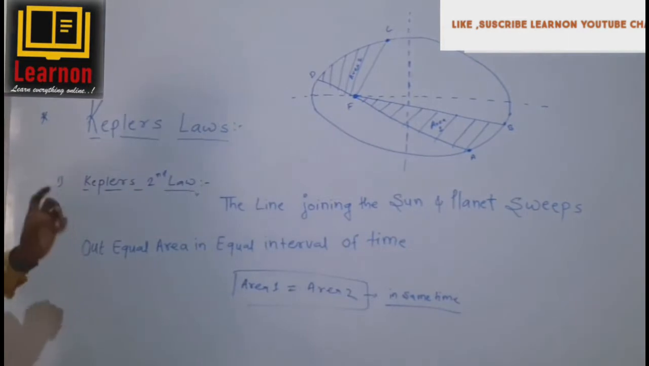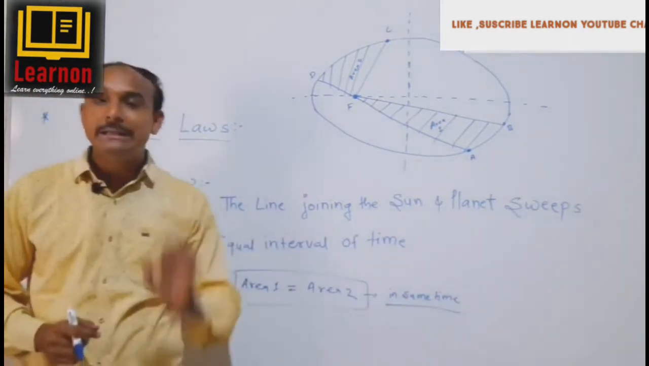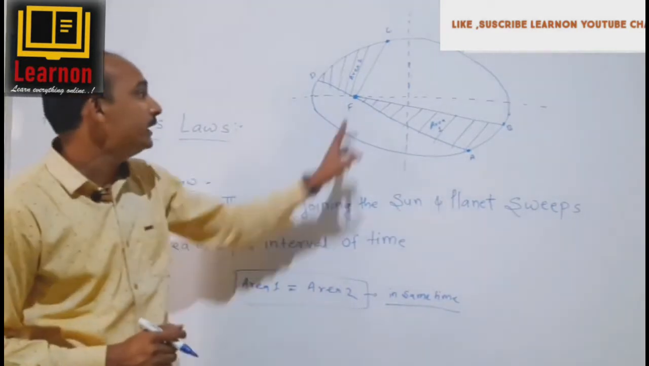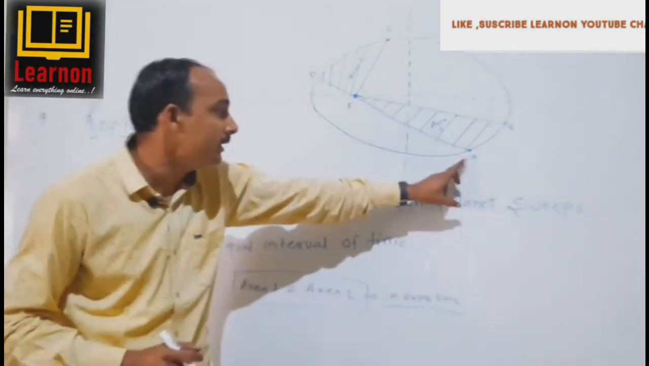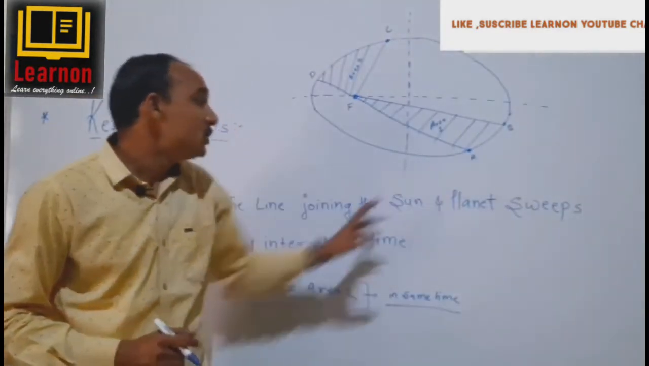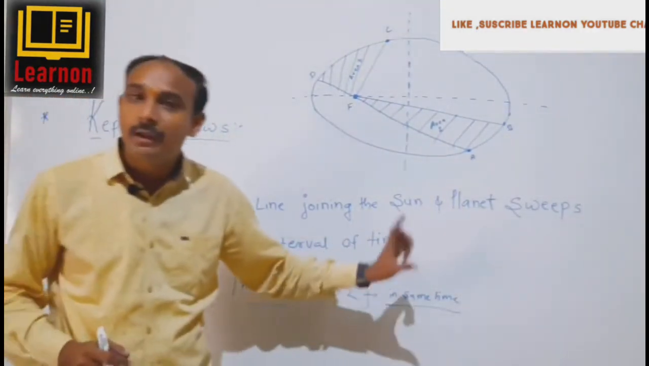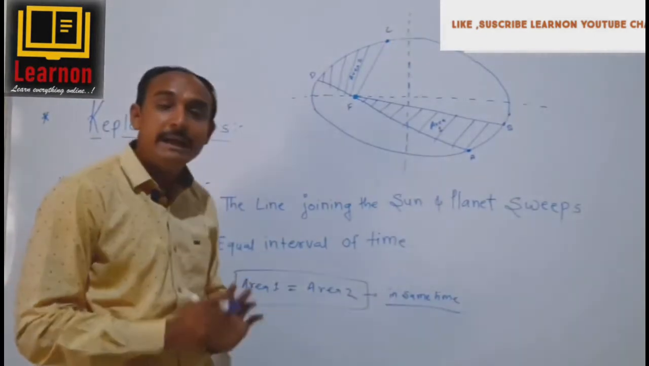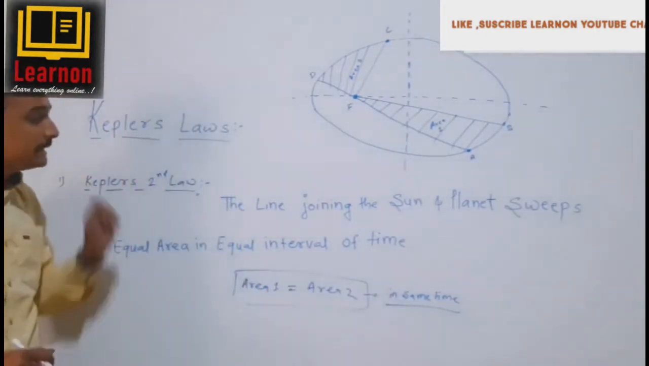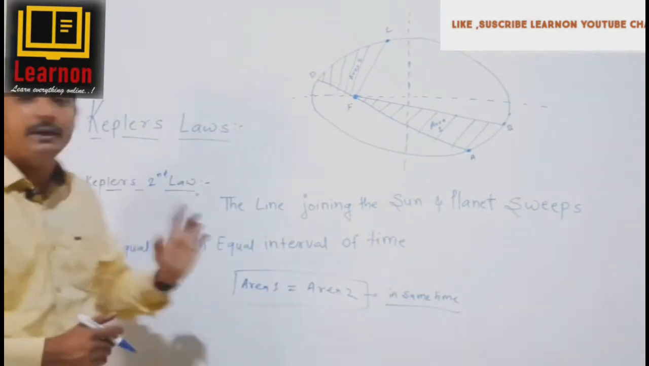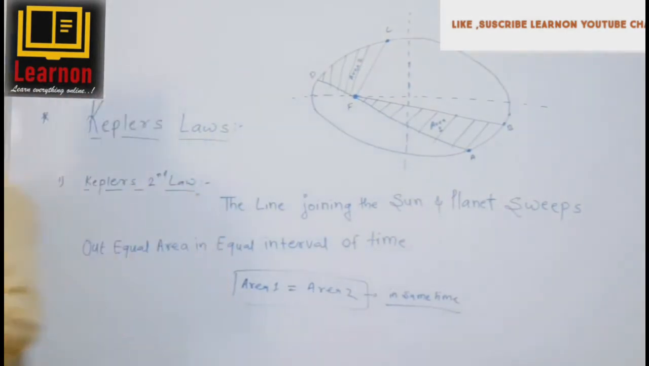Once again I repeat, the line joining the sun and the planet, or the line joining the focus and the point on the ellipse, sweeps out equal area in equal interval of time. This is the second law. This is Kepler's second law of planetary motion. Okay, now let's go to the third law.